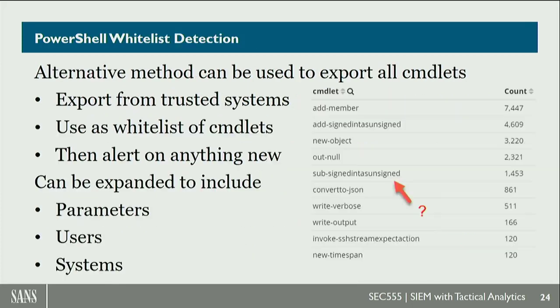So now we have this. We have things like sub, sign, int, unsigned. I have no clue what that is. That's actually one of the commandlets inside Invoke-Mimikatz. There's obviously clear ones like, I don't know, inject DLL. Like that stands right out, right? But they could have anything that you don't use, and you will catch it.